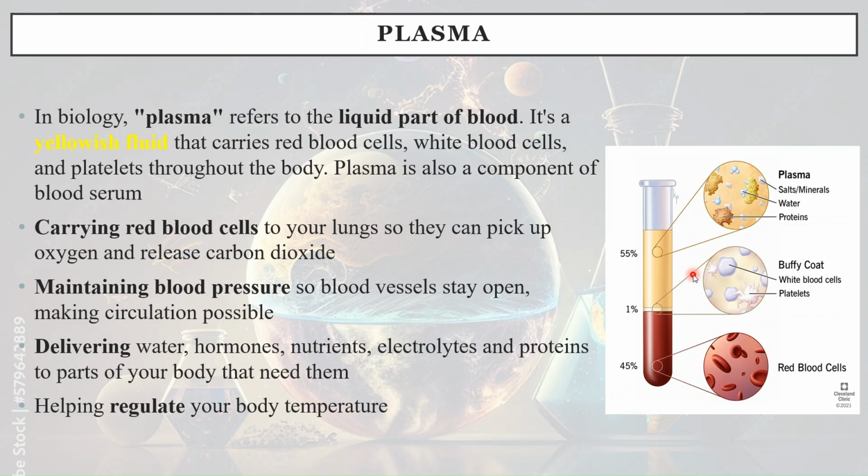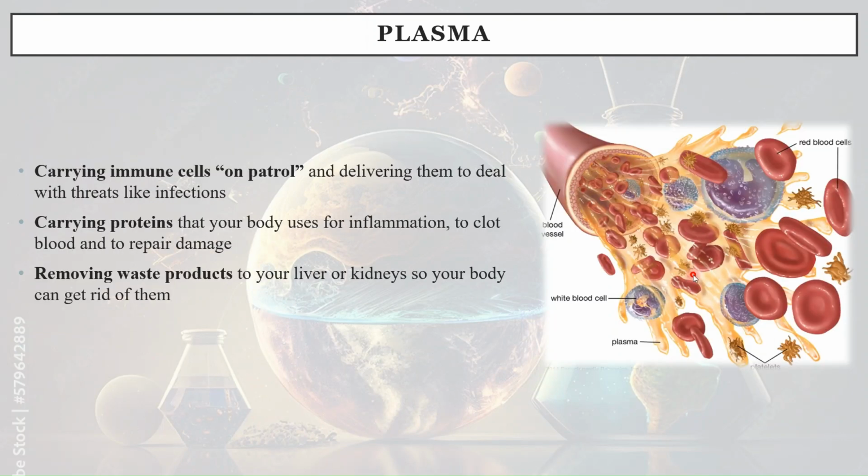The main role of plasma is to carry red blood cells, to maintain blood pressure, and to deliver nutrition, water, hormones, electrolytes, and protein to all parts of the body. Plasma also helps in regulating your body temperature. Another big role is that it acts as a patrol, delivering what is needed to deal with threats like infection. It carries the white blood cells to fight the place occupied by foreign particles. Your white blood cells go and fight there, so that's why we call it a patrol.